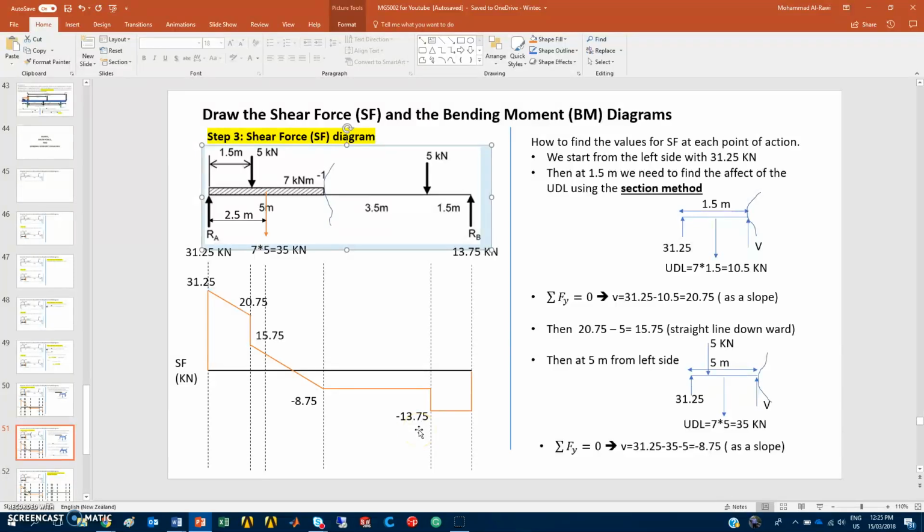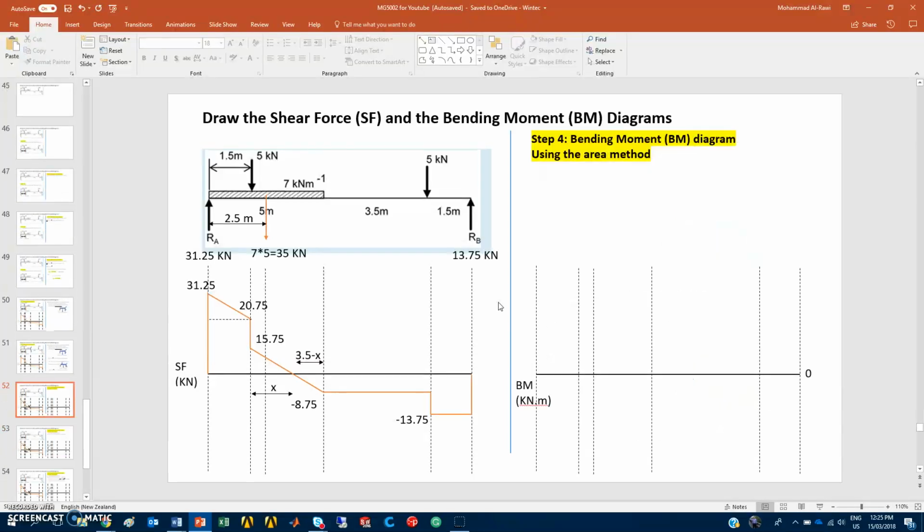So this is using the section method to find the shear force along this beam, in this example. Let's try now to find the bending moment. I keep the shear force diagram here because I need it and I need to discuss it step by step. So step 4, bending moment diagram, BM diagram, using the area method.